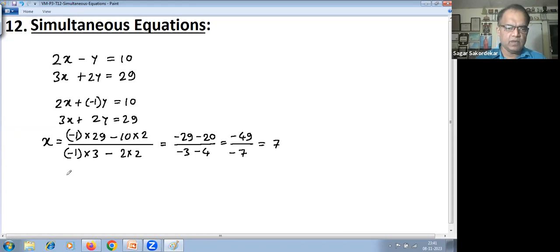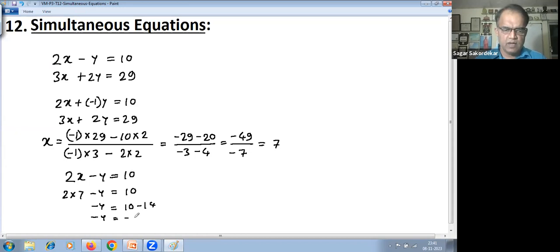Now take any one equation. Let's take the first equation, 2x minus y equal to 10. X is 7. 2 into 7 minus y equal to 10. Minus y is a 14. When you take that side, it becomes minus 14. 10 minus 14 is minus 4, so minus y equal to minus 4. So y equal to 4, minus minus cancel. So the final answer: x equal to 7 and y equal to 4.